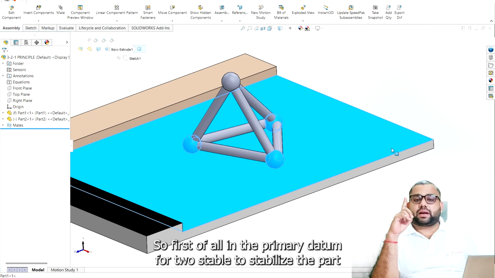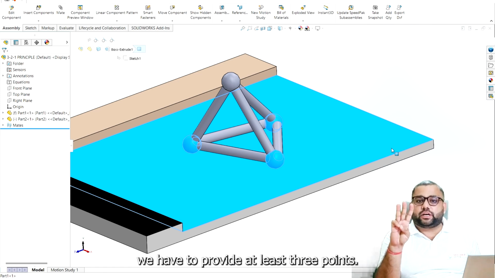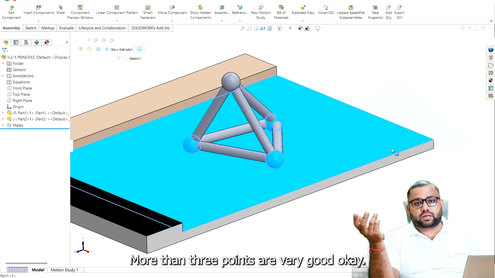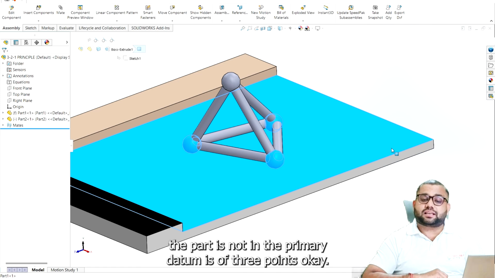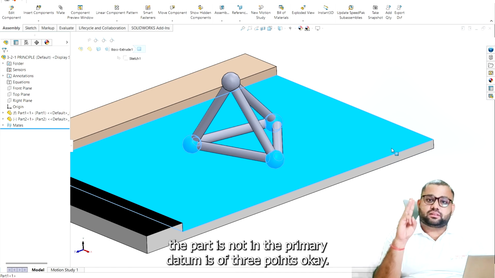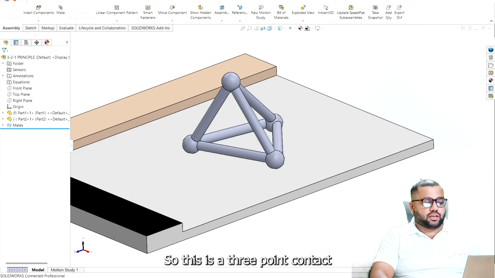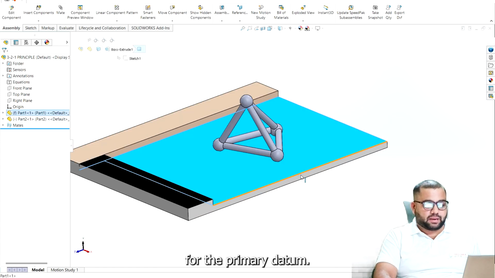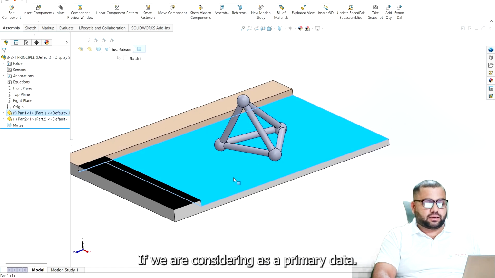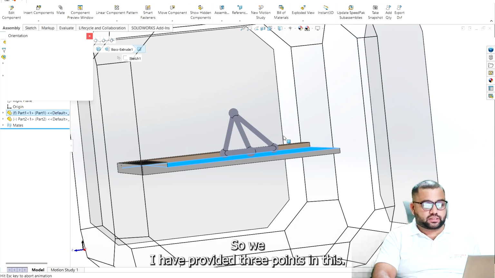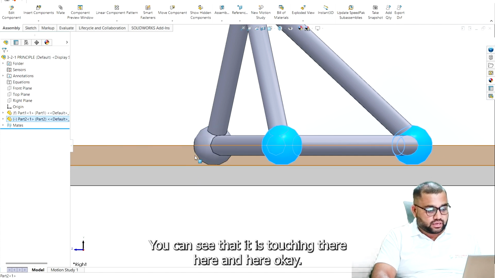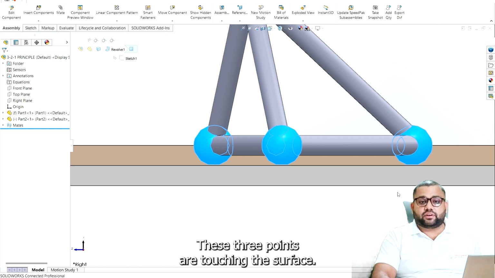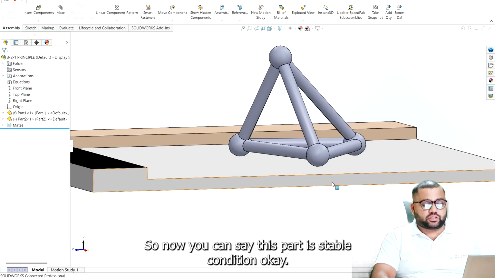So first of all, in the primary datum, to stabilize the part, we have to provide at least 3 points. More than 3 points are very good. There can be any number of points, but the minimum requirement to stabilize a part in the primary datum is 3 points. So this is a 3 point contact for the primary datum. I have provided 3 points in this. You can see that it is touching there, here, and here. These 3 points are touching the surface. So now you can say this part is in a stable condition.